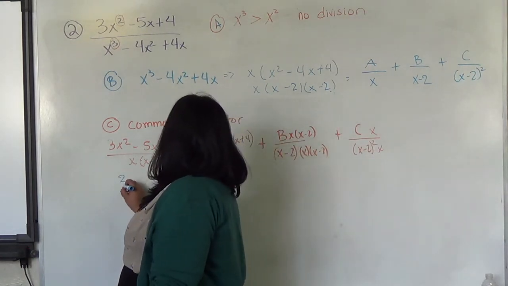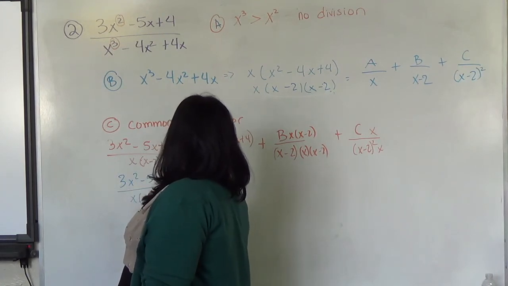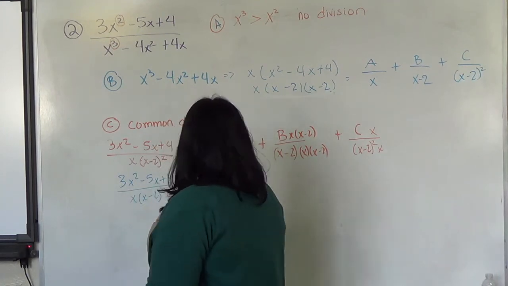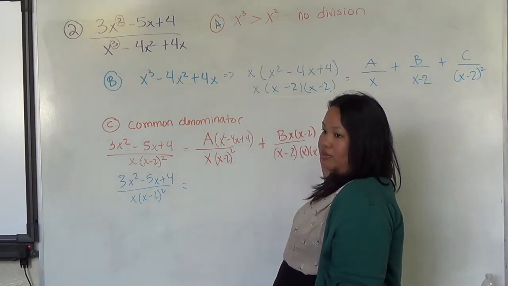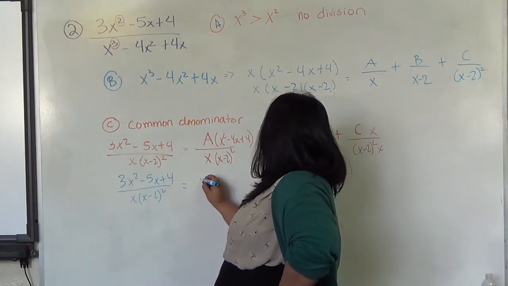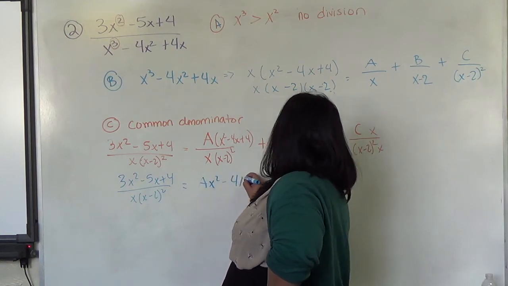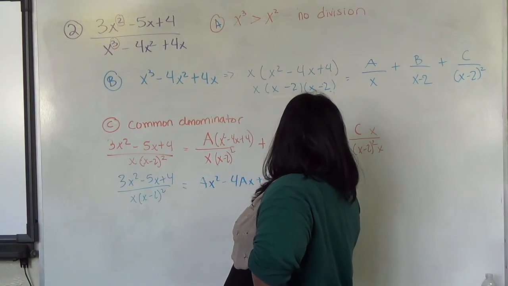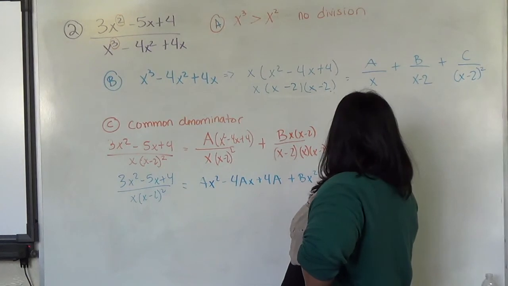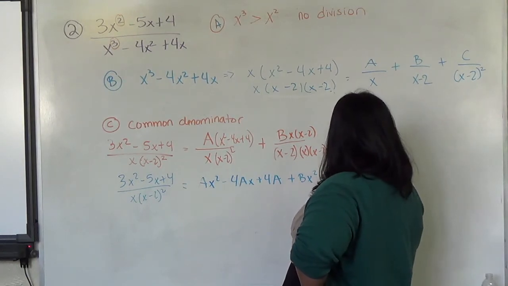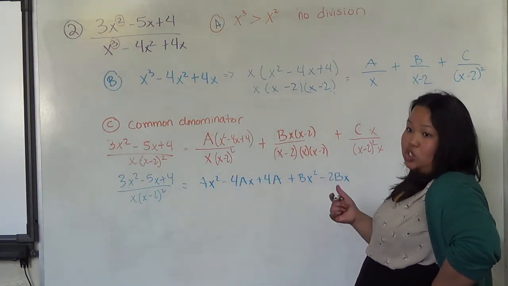This then becomes 3x squared minus 5x plus 4 over x minus 2 squared. I just rewrote everything. On this side, I'm going to take the numerator and multiply it out. Distribute. So this becomes what? X squared minus 4ax plus 4a. And then dx squared minus 3dx. Oh, no, it's 2dx. No, it's just b. Dx. It's easier to have a certain order. It doesn't matter which order you put it in, just so you can identify.